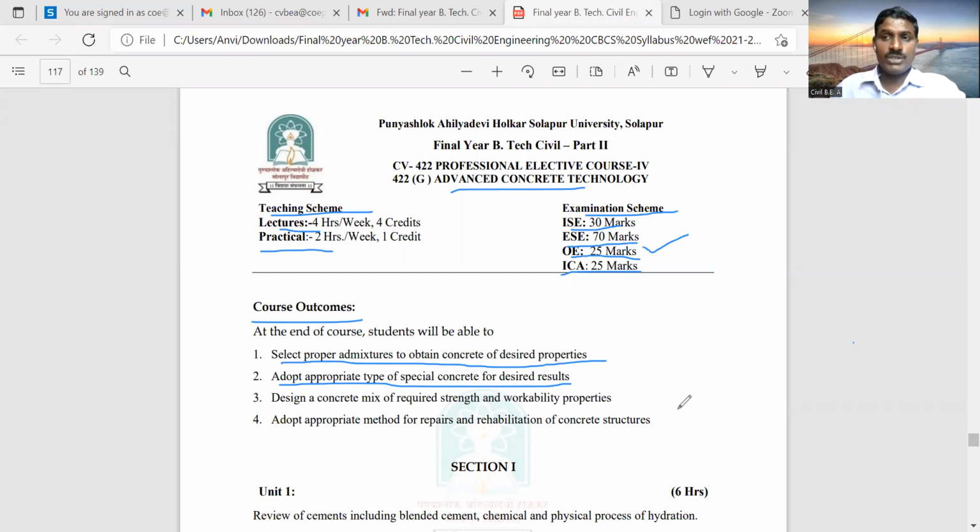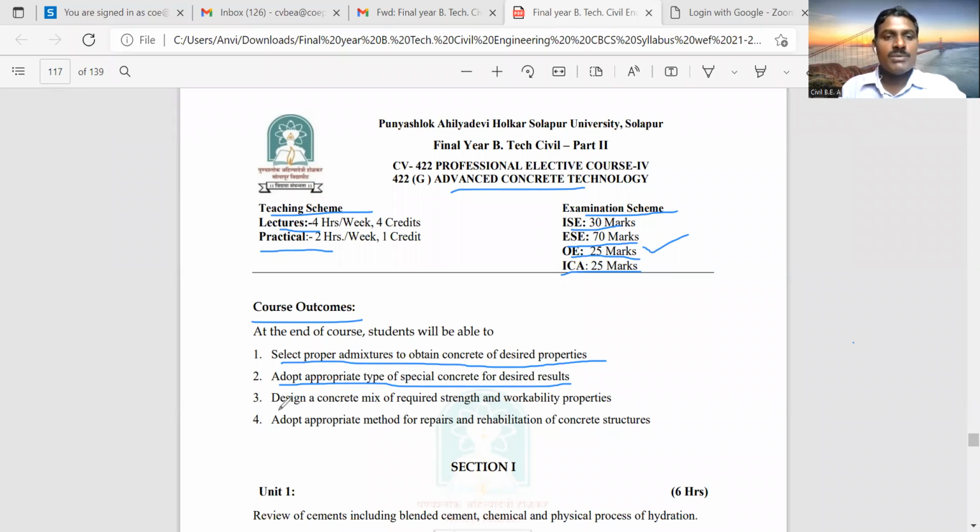That is in unit number 4. The appropriate type of concrete we have to select, and that will be the second outcome of this subject. It means, if you are doing concrete in seawater, or you have to get early strength of the concrete, at that time various types of special concretes are used, and the appropriate selection of the type of special concrete is also an outcome of this particular subject.